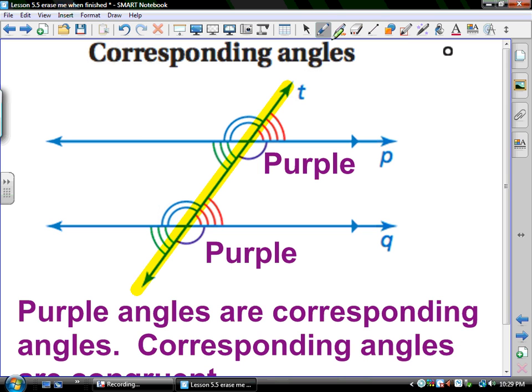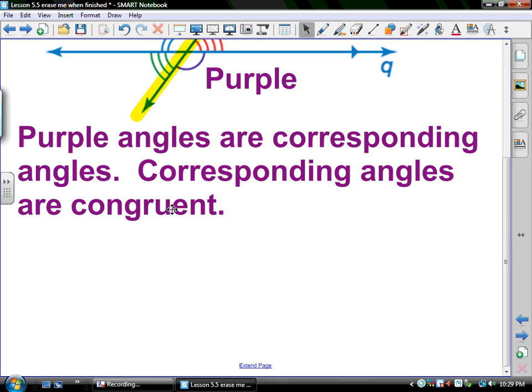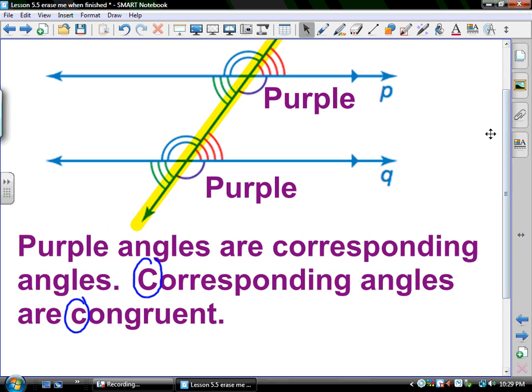There's my transversal. This time I want you to focus on the purple angles. The transversal makes corresponding angles. Remember, corresponding C, congruent C. So what I'm trying to get you to see, SCE, no pun intended. The purple angles are congruent, or they are equal.